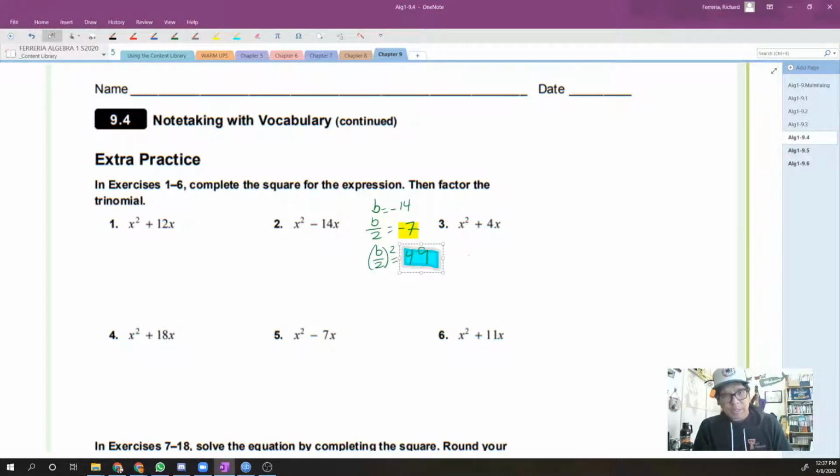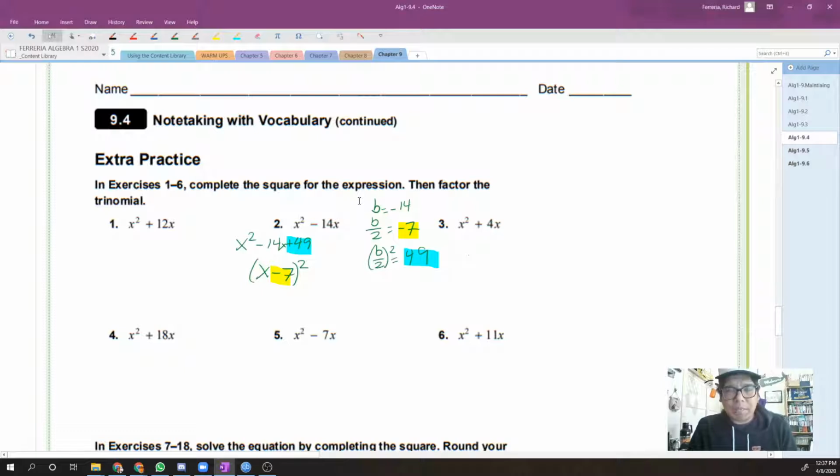Okay, so how are these important? Well, the first thing we're going to do is take that 49 and add it to the equation. And then finally, we're going to factor, and we're going to cheat factoring by just saying it's equal to x plus the yellow number squared. So you add the blue number to both sides of the equal sign, and then you factor by saying it's x plus whatever the yellow number is.